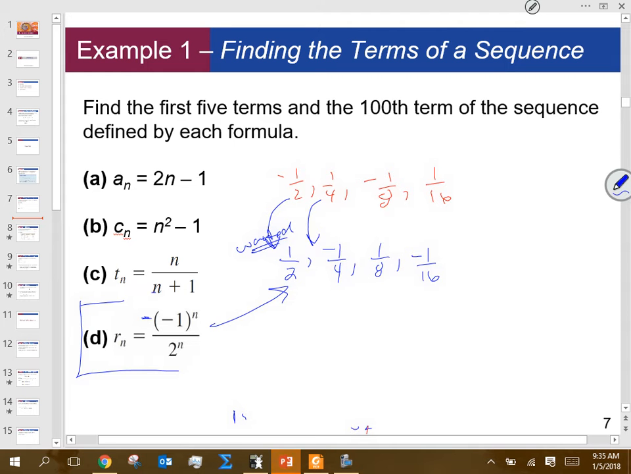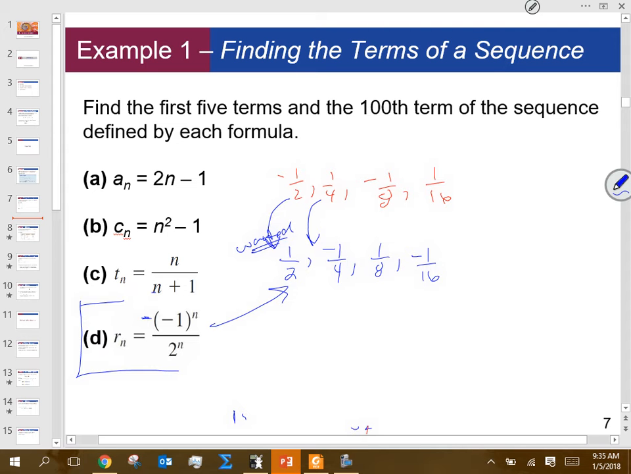So you might see in a rule some weird, I call them tools. I think that (-1)^n is a tool that allows us to bounce back and forth between plus and minus. And you might see the opposite, (-1)^(n+1), which is another tool that allows you to bounce back and forth between positives and negatives. Determine on what you want to start with, whether you want to start with a positive number or a negative number. Does that kind of make sense?